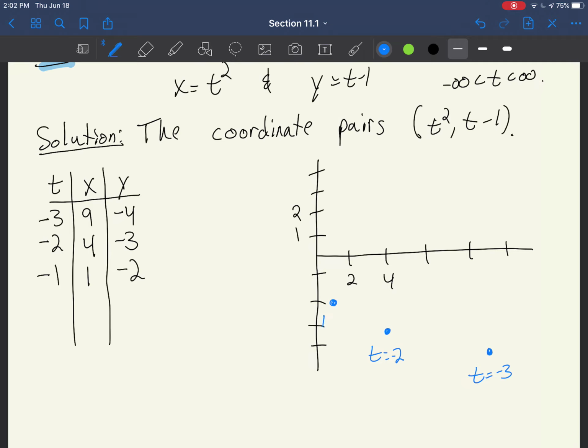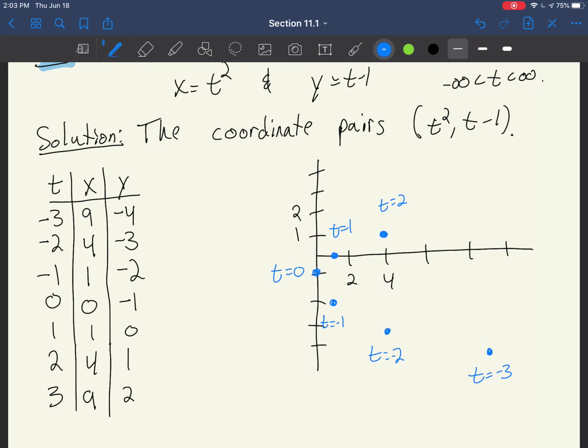When t is negative 1, we're at 1 comma negative 2. And when t equals 0, we're at 0 comma negative 1. When t is 1, we're at 1 comma 0. And at 2, we're at 4 comma 1. And when we are at 3, we're at 9 comma 2. Connect the dots.